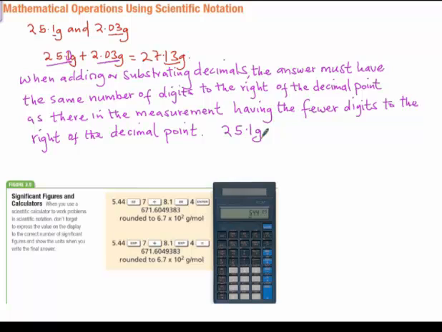Because it has one such digit. So following the rule, the answer must be rounded so that it has no more than one digit to the right of the decimal point. The answer should therefore be, in this case, 27.1 gram. So this should have been the correct answer. So we will continue in the next video. For this video, we'll stop here.